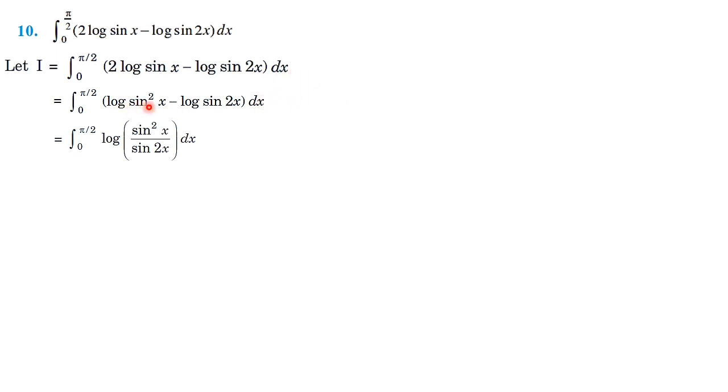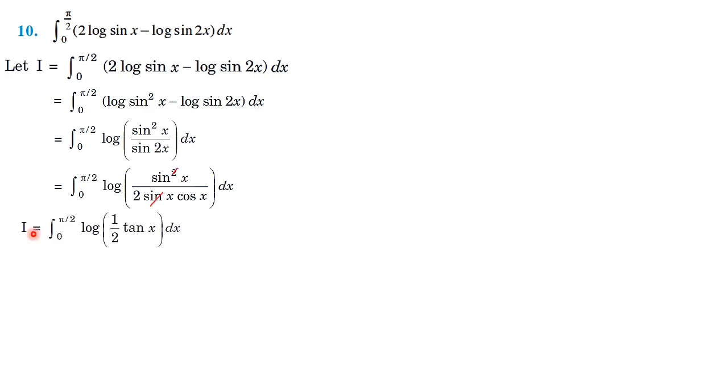Here log a minus log b is log a by b, that is sine square x by sine 2x. Then integral 0 to pi by 2 log of sine square x divided by sine 2x. The formula we know, sine 2x is 2 sine x cos x. From here 1 sine x will be cancelled. In the numerator there are 2 sines, so 1 will be gone, and here also 1 will be gone.